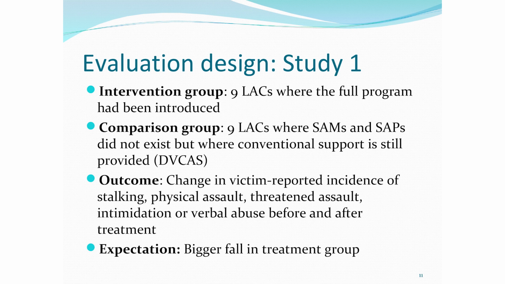So the evaluation group in the first study consisted of 9 local area commands where the full program had been introduced, and the comparison group consisted of 9 local area commands that had been carefully matched, where the safety action meetings and safety action plans didn't exist, but importantly where conventional support was still provided. That's the Domestic Violence Court Advocacy Service. So it's not as if nothing was happening in the control group, they were getting what you might call business as usual.